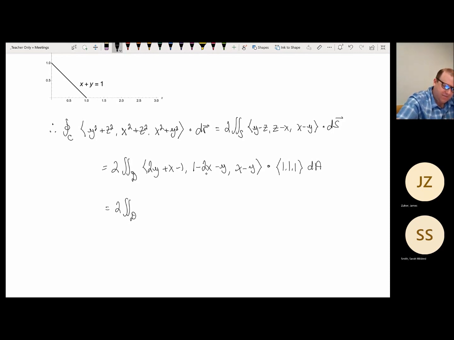2y minus y is 0. x plus x is 2x minus 2x is 0. Oh my goodness. Negative 1 plus 1 is 0. Circulation is 0.